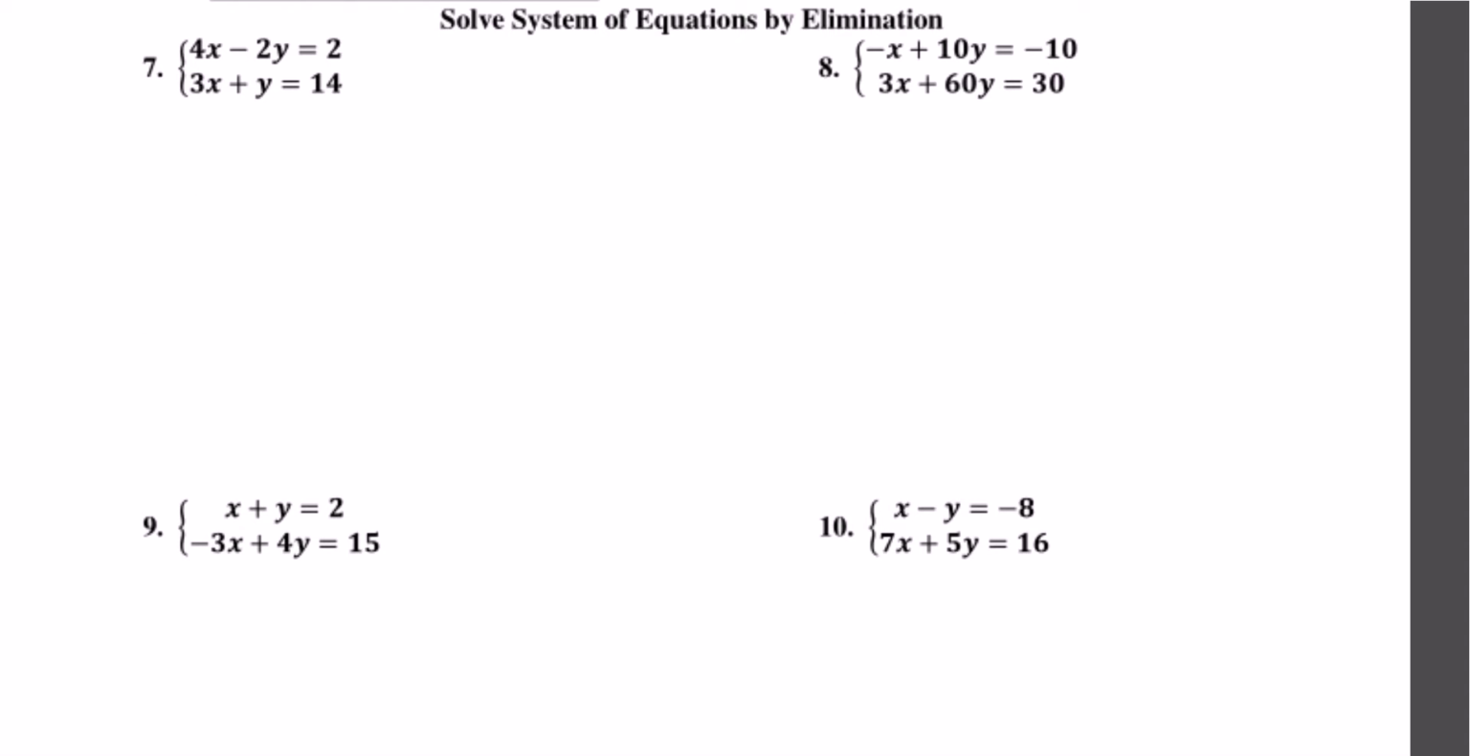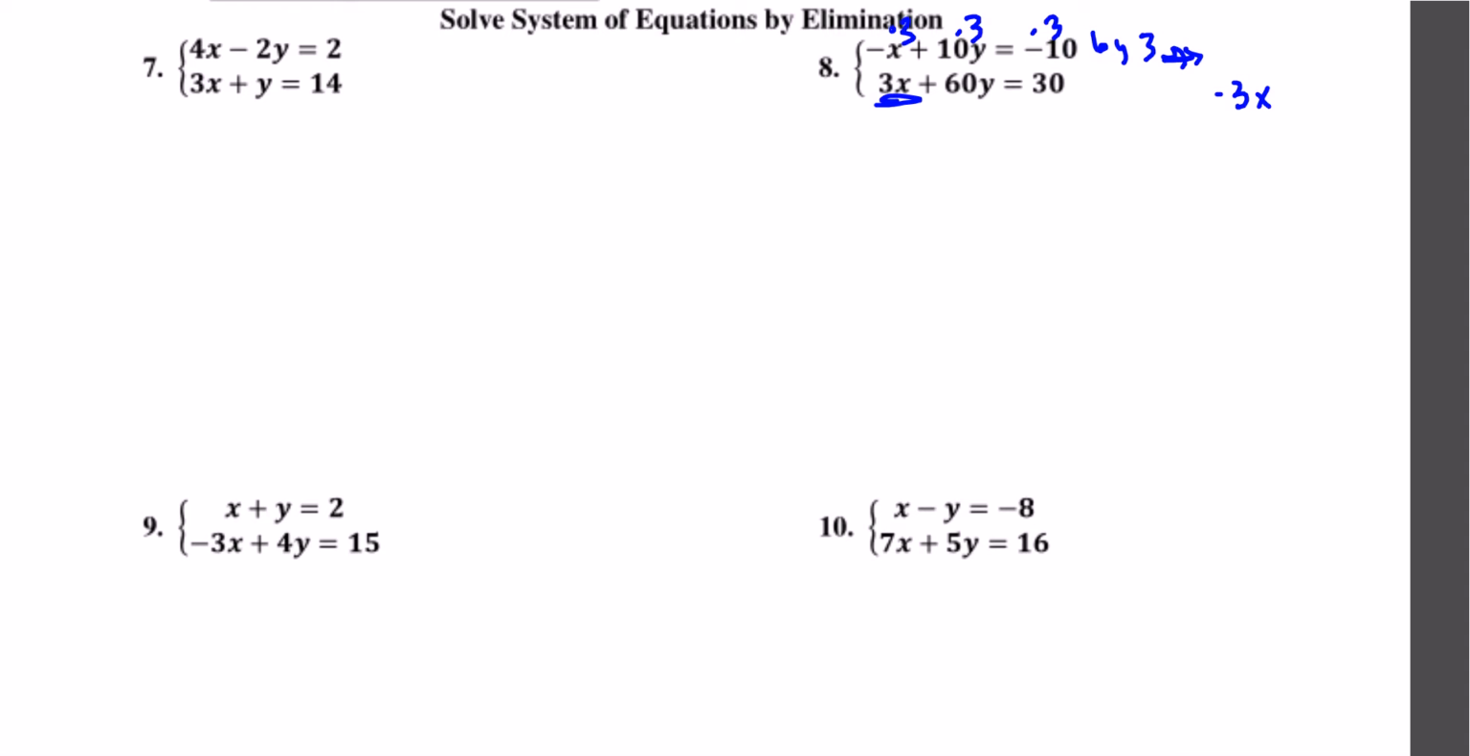Number 8, very similar. So once again, I'm going to look at number 8, and I'm going to look at the x's. The reason I'm going to change the x's is because they're already opposite signs. So I'm going to multiply the top by 3. If I multiply the top by 3, remember, you have to multiply everything by 3. The most common mistake is somebody forgets to multiply everything by 3.